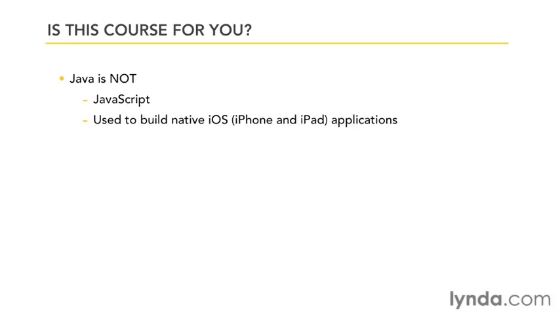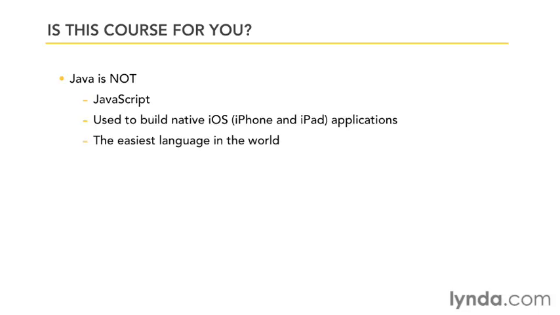Java is also not used to build native mobile apps for all platforms. It isn't used to build native iOS applications, that is, applications for the iPhone and iPad. For that, you should use Objective-C and the Xcode IDE. And it's also not used to build native Windows Phone applications. Windows Phone is the operating system of the new phone platform from Microsoft. For those types of applications, you should use either C# or VB.NET, and some version of the Visual Studio environment.